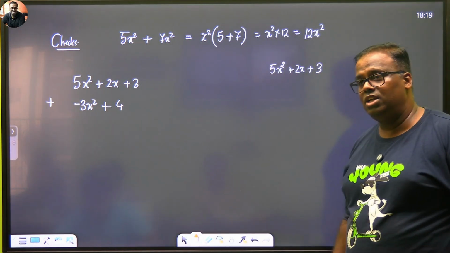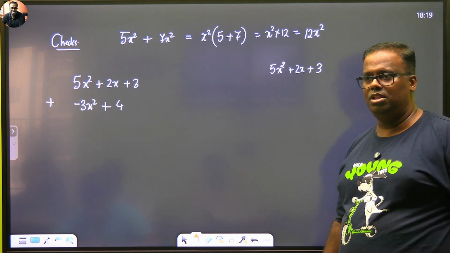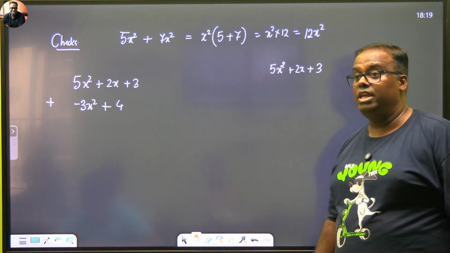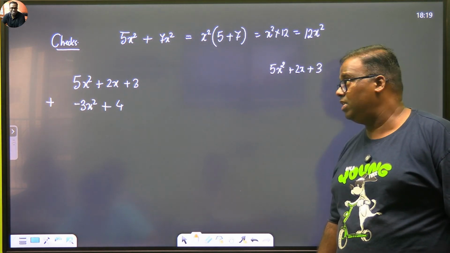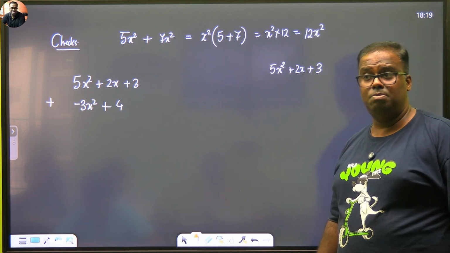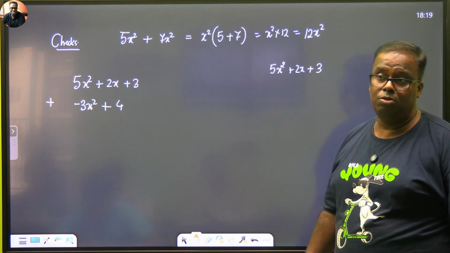If both are trinomials, then write one trinomial. Write the first trinomial in the order of decreasing power. Have I written it? The second one is a binomial, which means it is short by one term.